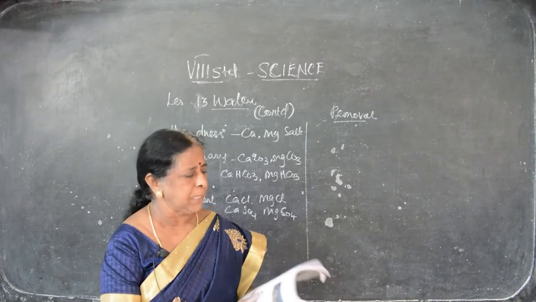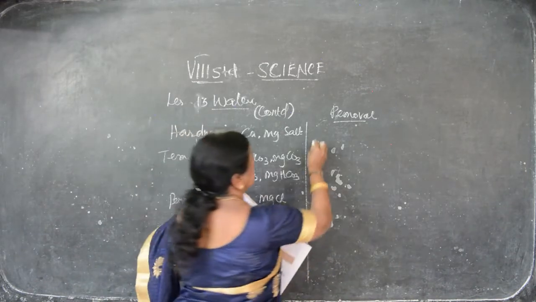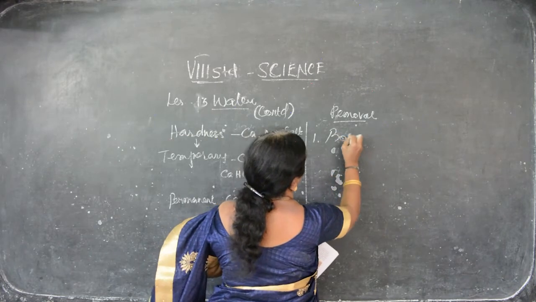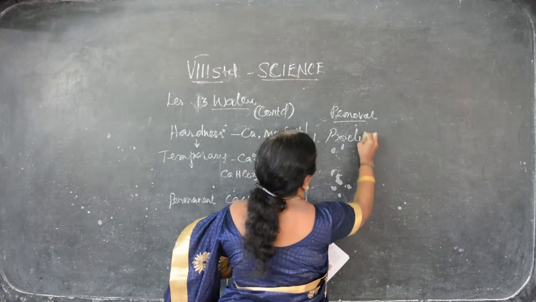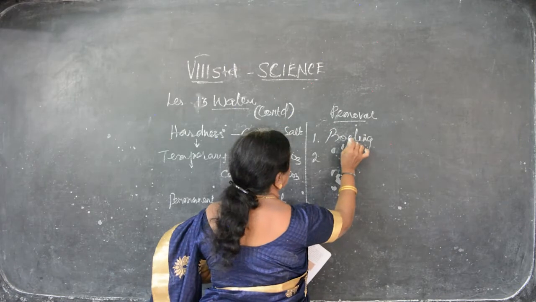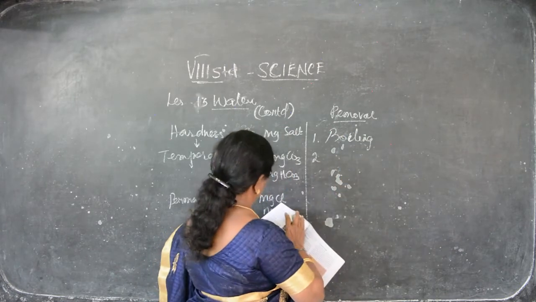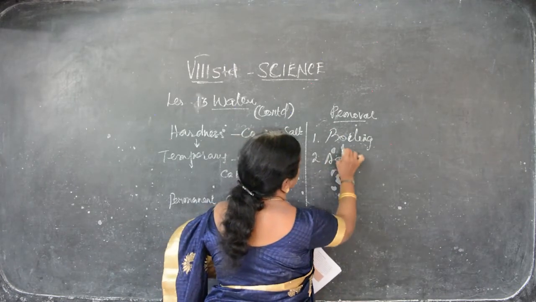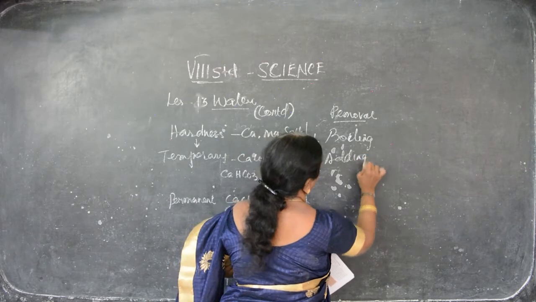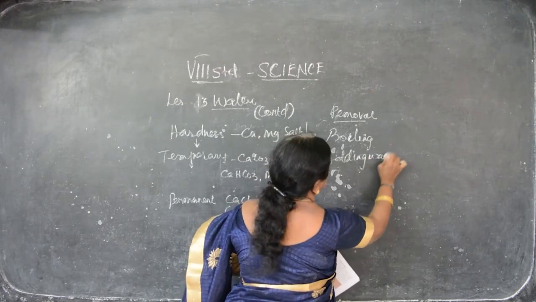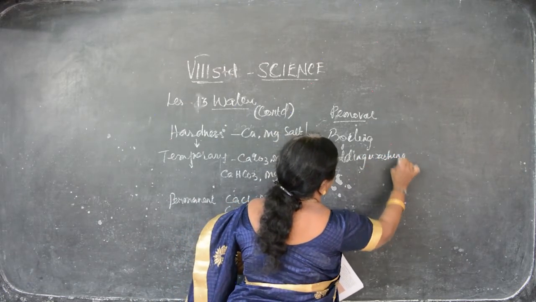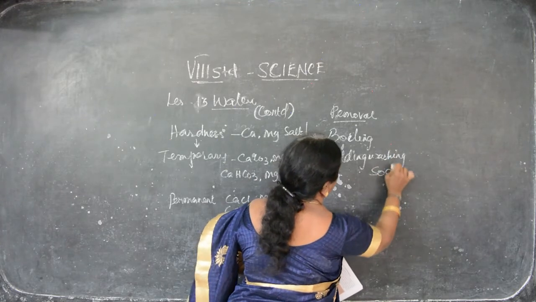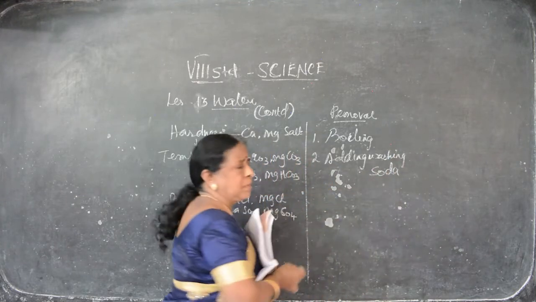Removal of hardness may be in 3 stages. That is, first one is boiling. You know what is boiling? Boiling means what? Boil the water. And second one is adding washing soda. You know what is washing soda? Whenever the dresses are very dirty, by using washing soda, we can clean.